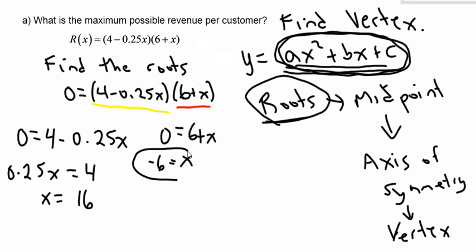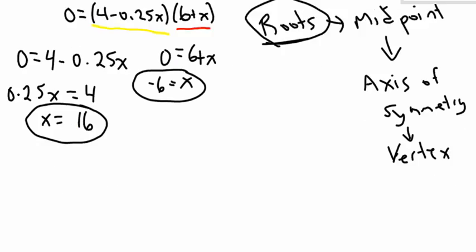So my roots are negative 6 and 16. So that means that if I did this price change 16 times, I would have 0 revenue. If I did this price change negative 6 times, I would have 0 revenue. And again, doing this price change negative 6 times would actually mean going up in price. So now I have my roots, and again, our goal was to find the vertex.